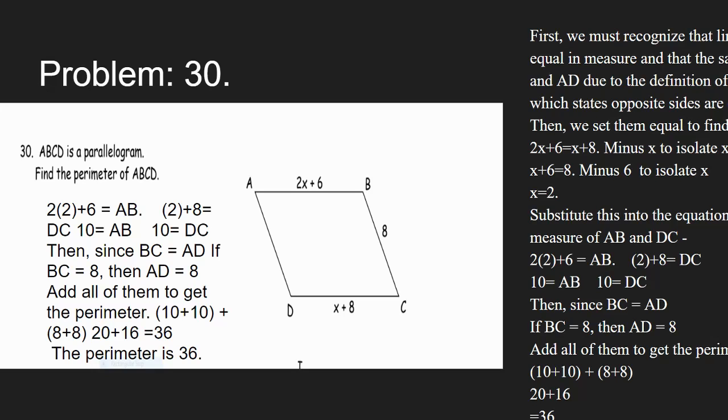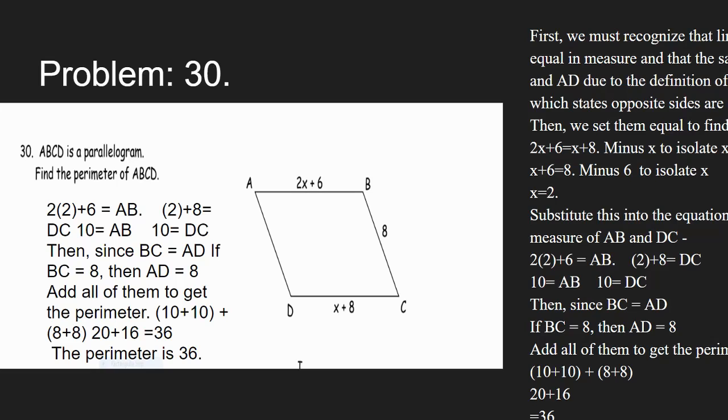After we understand this, we know that BC is equal to AD, and that 2x plus 6 is equal to x plus 8 because AB is equal to DC. First we set up an equation, 2x plus 6 equals x plus 8, because remember, AB is equal to DC. And we solve this equation by isolating x.